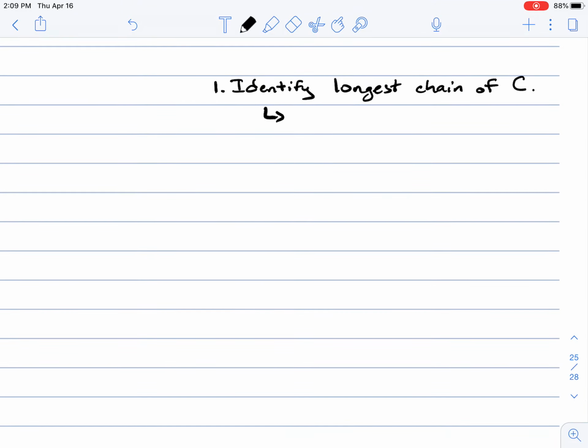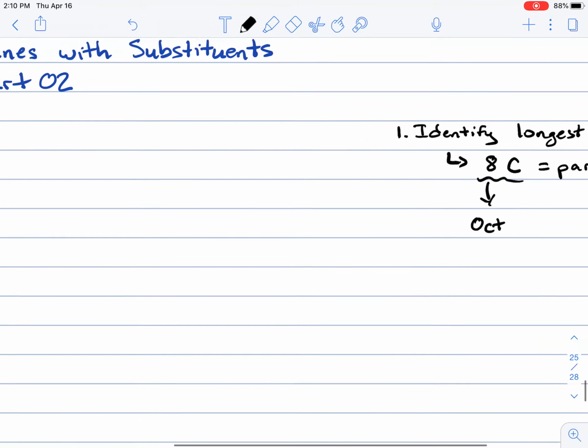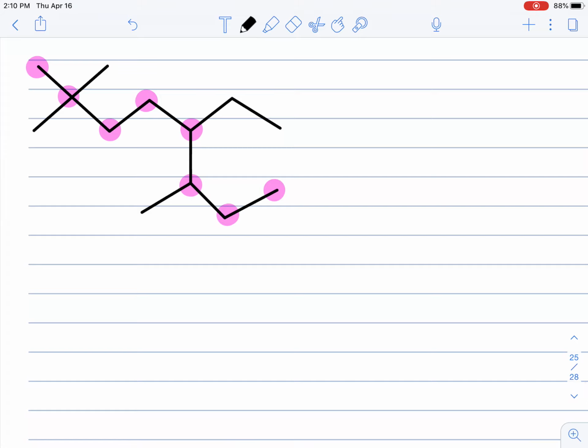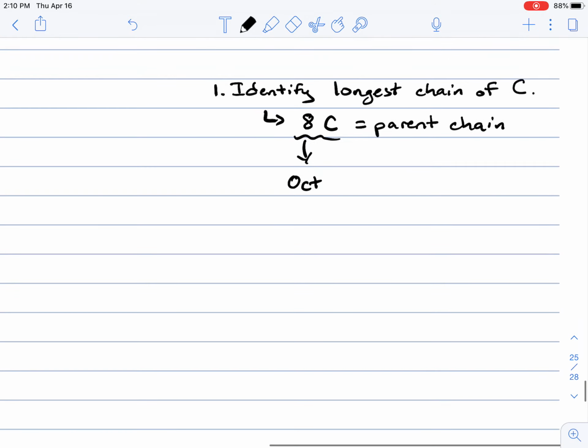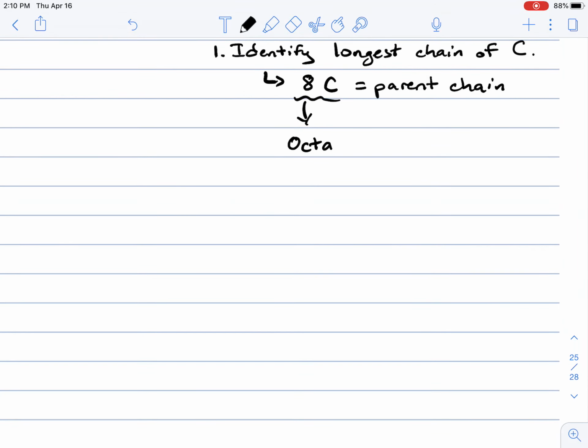Now that I've highlighted my longest carbon chain, and I figured out that it's 8 carbons, I'm going to name the parent chain. Since I have an 8 carbon chain, I'm going to use the prefix oct. And since I have all single bonds in the parent chain, notice everything in the pink highlight is all single bonds, I'm going to use the ending ane. So my parent chain is named octane.